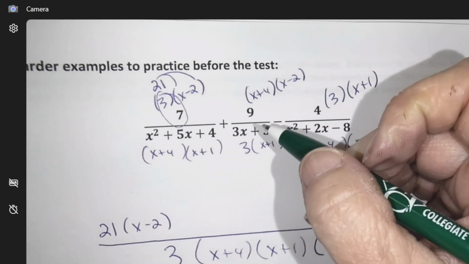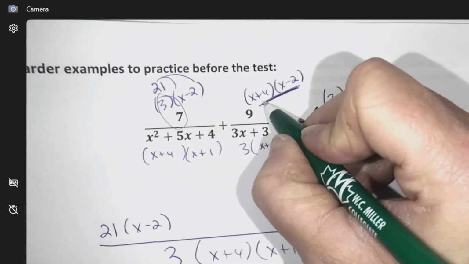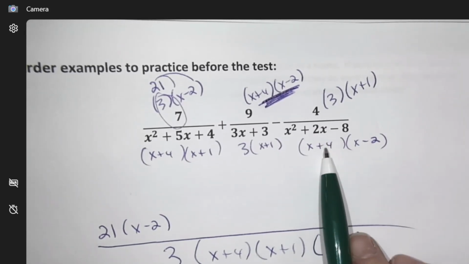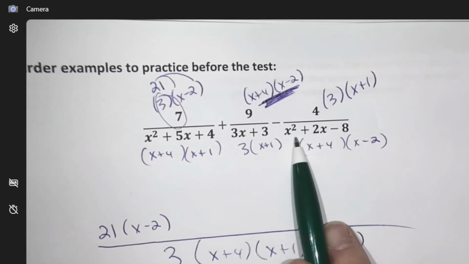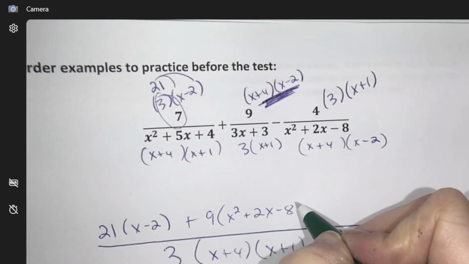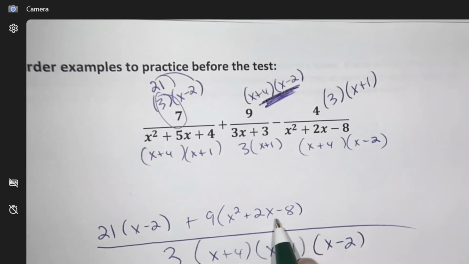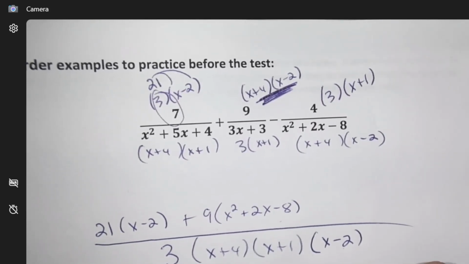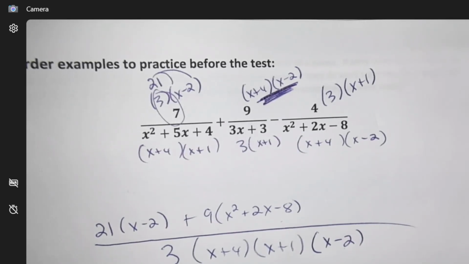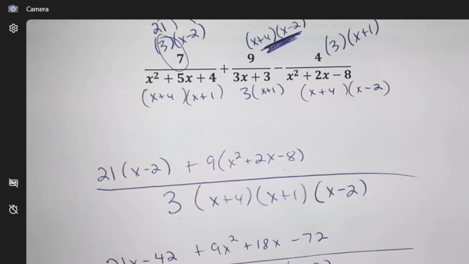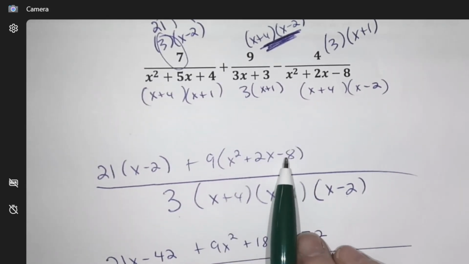Okay, so this next one, I am going to pick these two to multiply, because that is this one. So x squared plus 2x minus 8. Then I will multiply it by the 9. So again, I'm picking two things to multiply, then by the third thing.